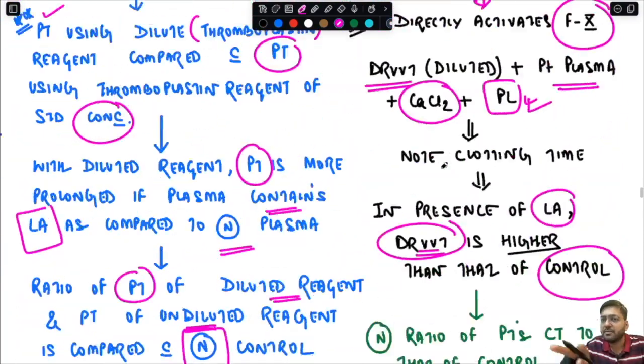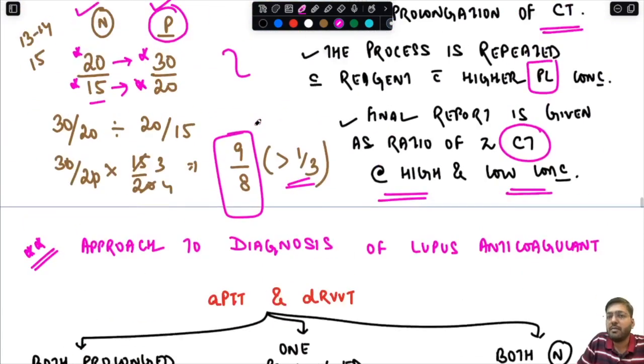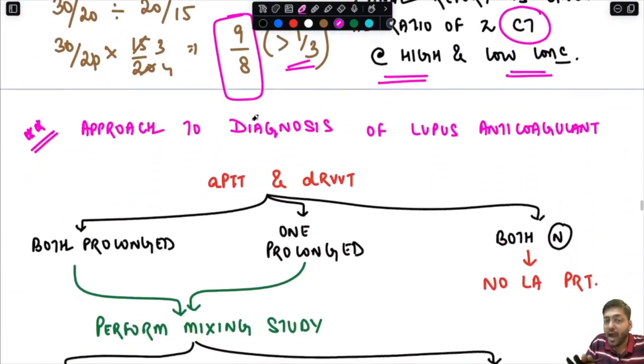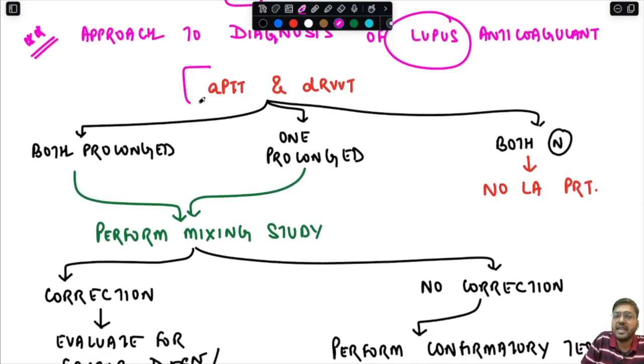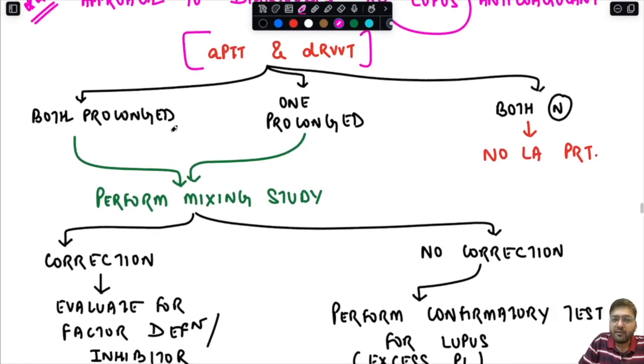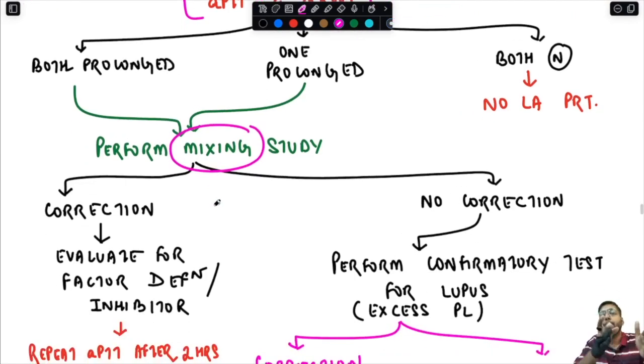Just remember the names, and in the exam, just give this particular flow chart. If you do not remember the process, it is no problem, but you have to remember this particular flow chart for the diagnosis of lupus anticoagulant in the exam. So first you have to measure the APTT and DRVVT times. If both of them are prolonged, or even if any one of them is prolonged, you are going to do the mixing study. Mixing study means you are mixing the patient's plasma with the normal plasma.